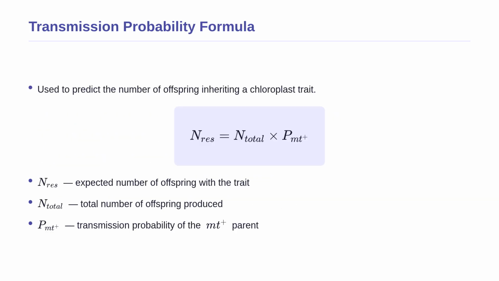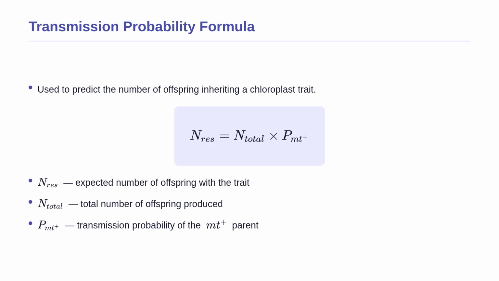To predict exactly how traits are passed down in these algae, we use a simple transmission probability formula. Conceptually, this just multiplies the total number of children by the chance that the dominant mating type passes on its genes. Here, N-res stands for the expected number of offspring that will inherit the specific chloroplast trait, like antibiotic resistance. N-total is the total number of offspring produced by the mating event. Finally, P-MT+ represents the probability of the MT+ parent passing on its chloroplasts.